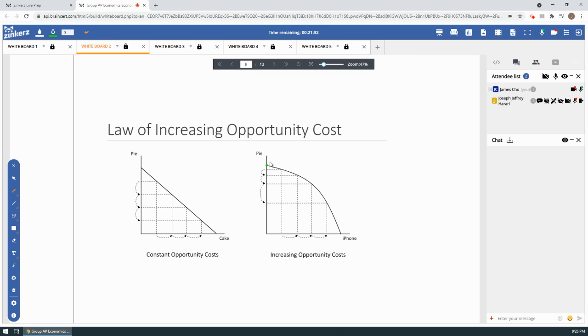But now from there, let's say from point A, you start moving over to point B. Now you first start to make iPhones.